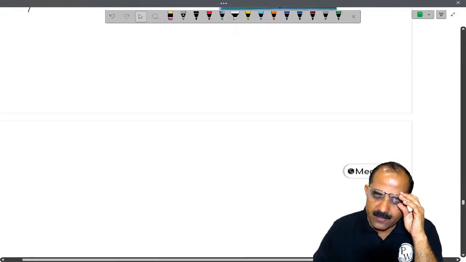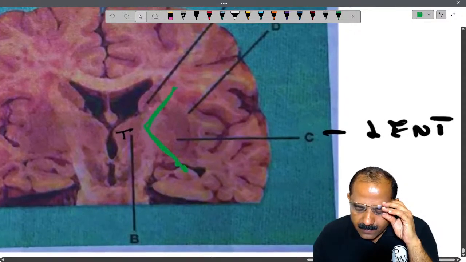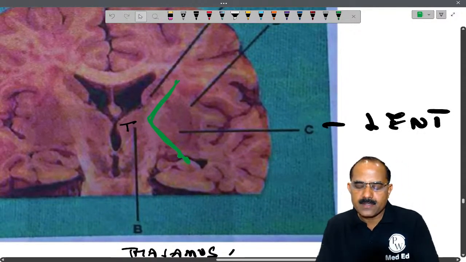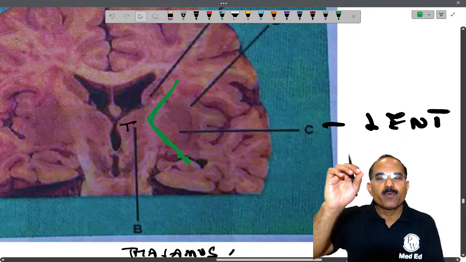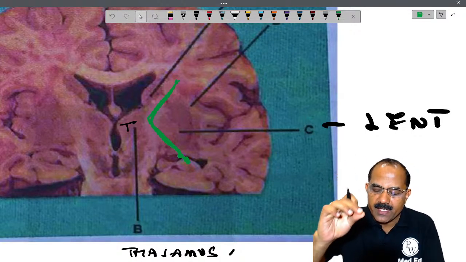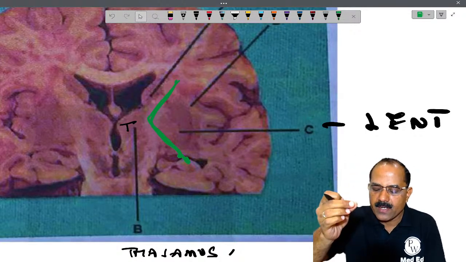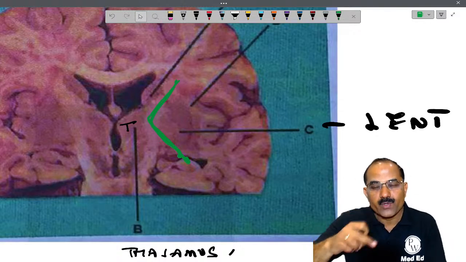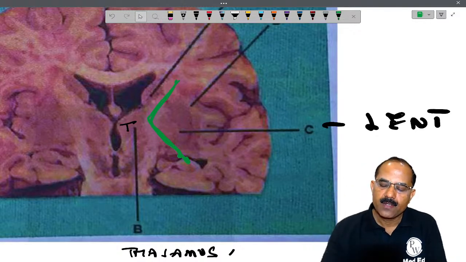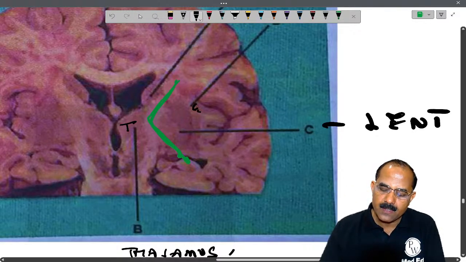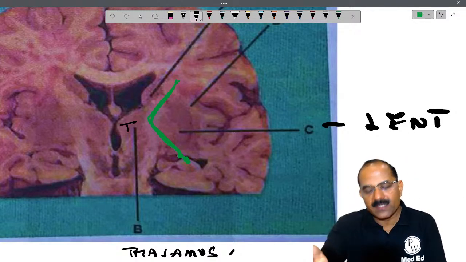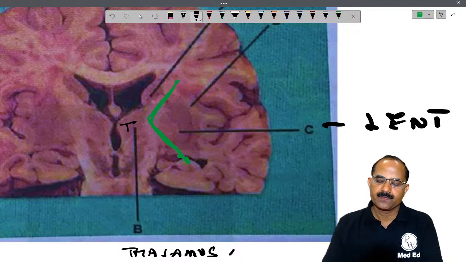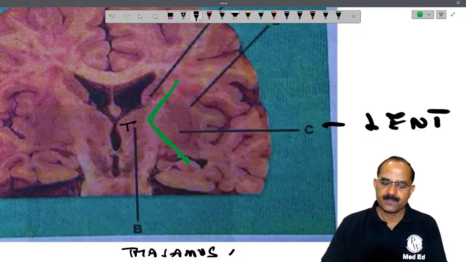Shri, एक मिनट. See, white matter में point किया है तो वो external capsule है. अगर grey matter है तो वो incisura है. ये ऐसे होता है. That is incisura. It's a grey matter. White matter है तो वो external capsule है. ठीक है?